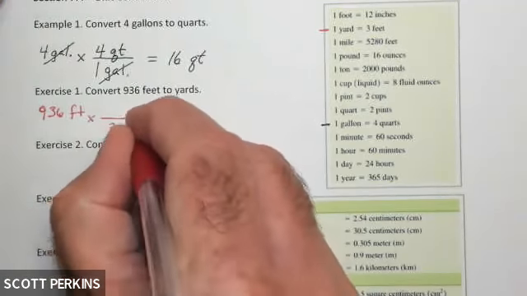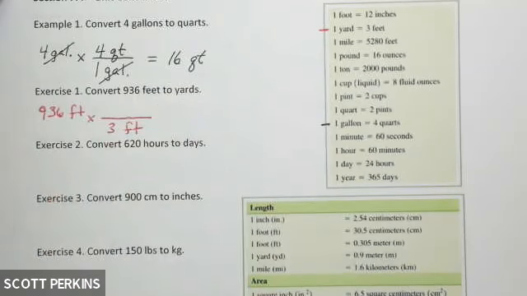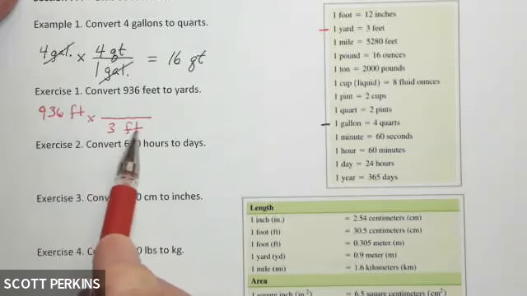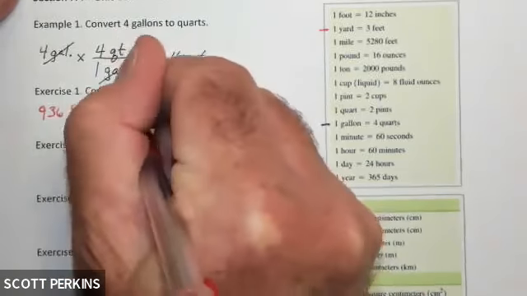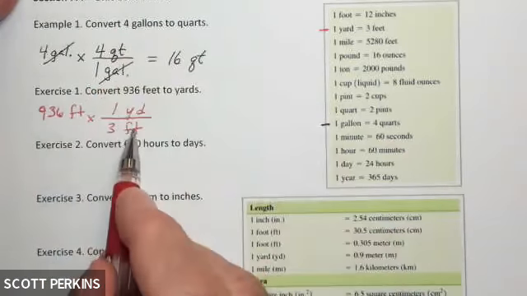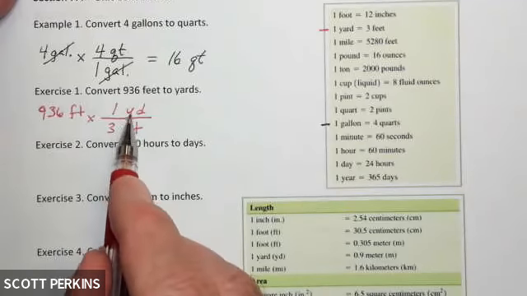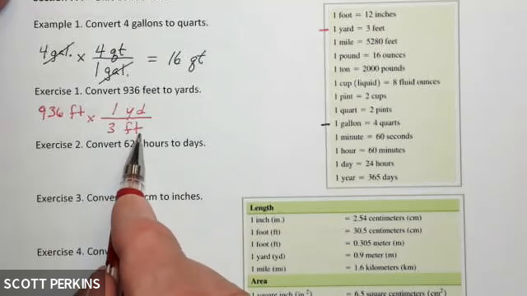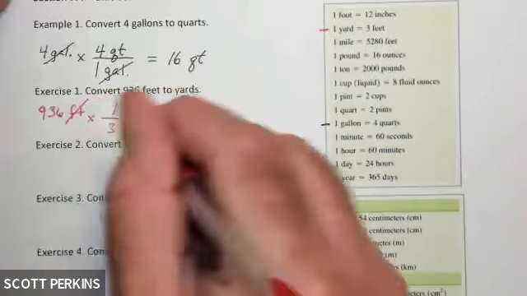Perfect. Thank you. Well said with confidence. The 3 feet's going to go at the bottom. And if you were struggling on that, it goes in the denominator so that my feet can cancel. So I have 1 yard is 3 feet. I got that from the table. That is the conversion, which I make into a ratio. Now my feet are in the bottom, so feet cancel with feet.